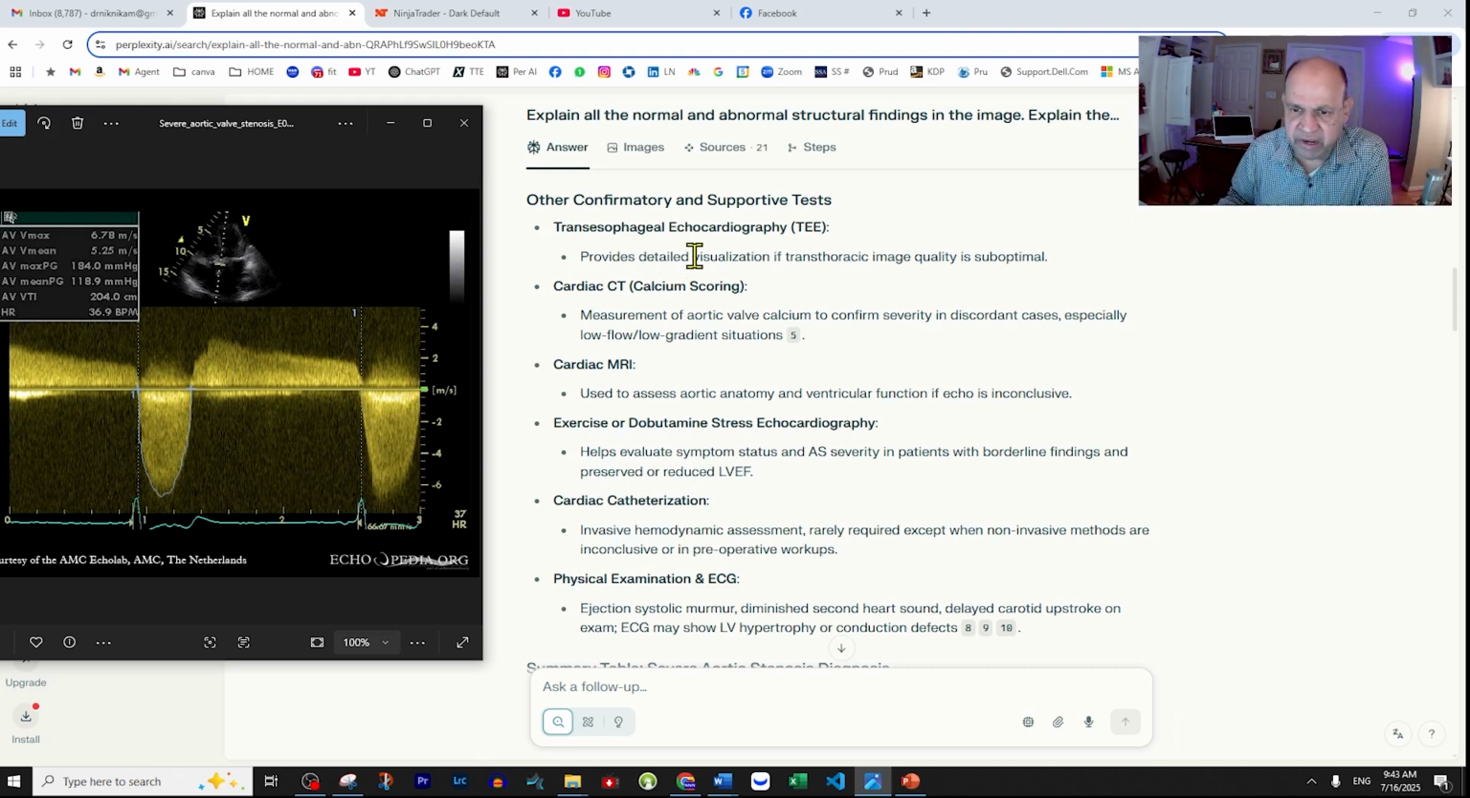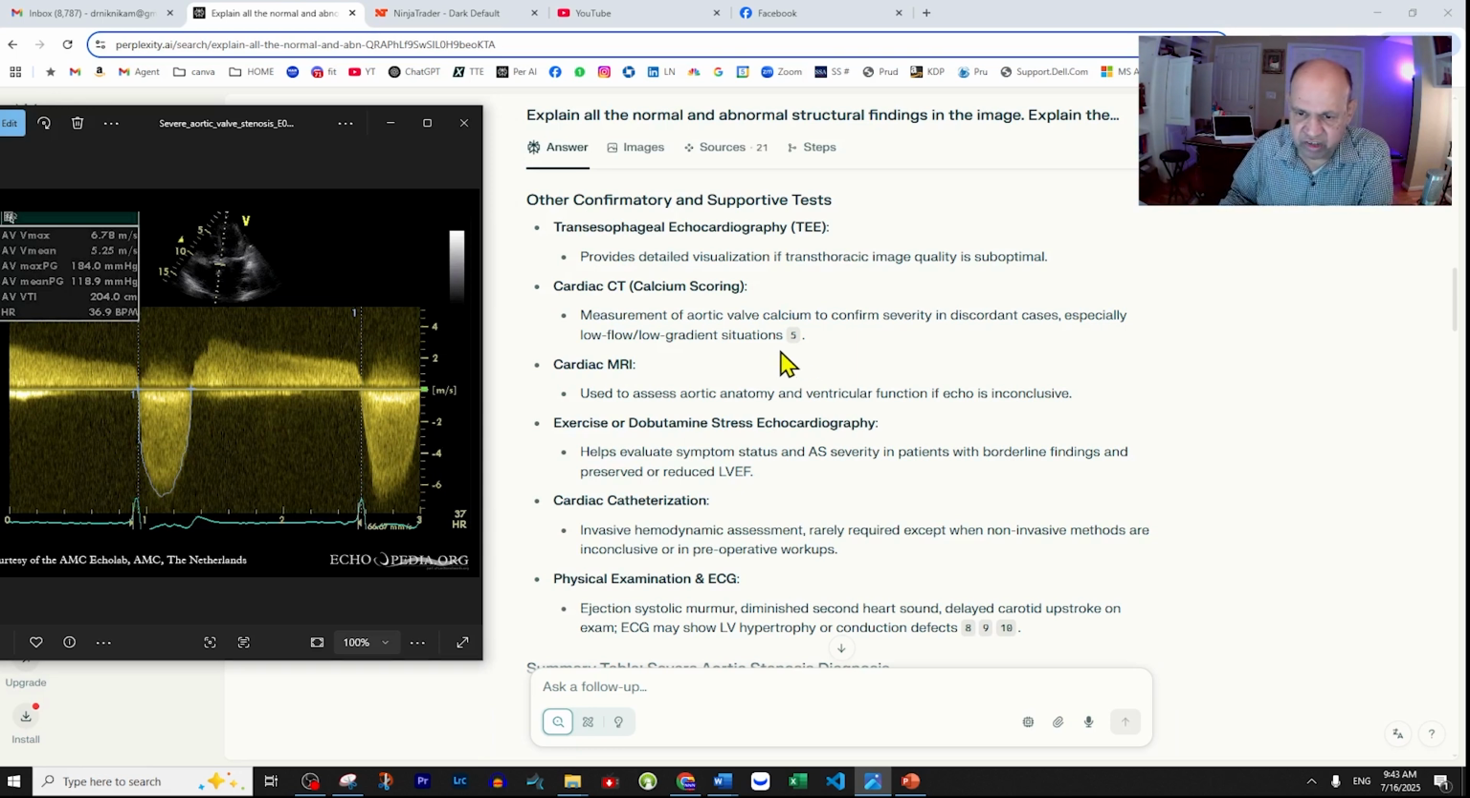Transesophageal echo provides detailed visualization and is used if the transthoracic image quality is suboptimal. Cardiac CT can look at valve calcification and especially the gradients. Cardiac MRI, which is supposed to be a gold standard, is used to look at the anatomy of the aortic valve, but also the anatomy of the aorta, and whether it is feasible for a given particular procedure like TAVR or surgery.